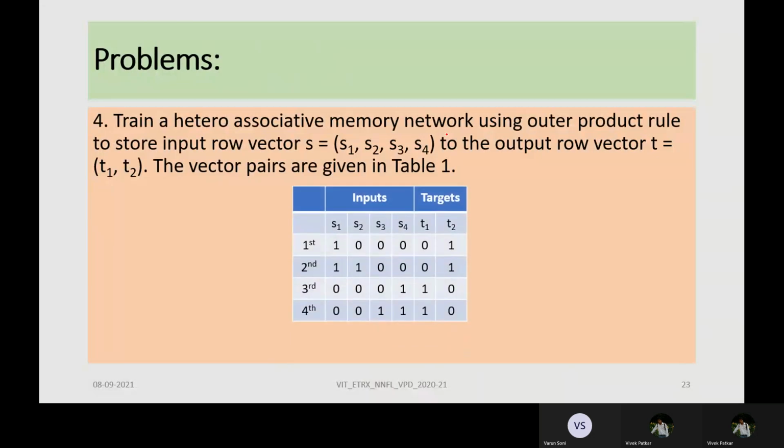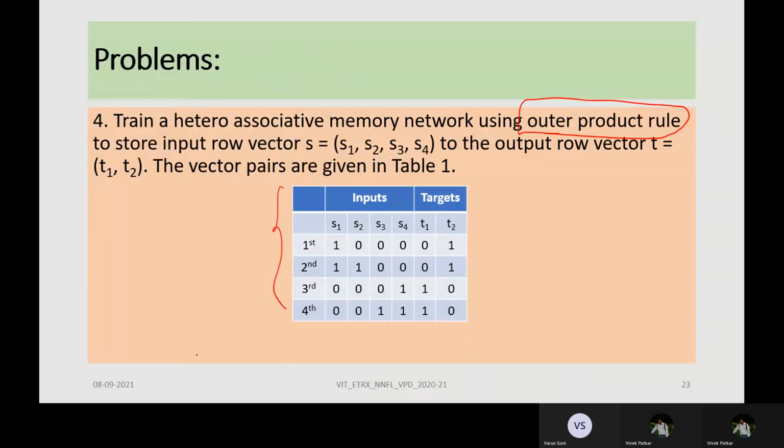Another problem, let us try to solve. We have to store the network. Here you see, the outer product rule is given. So now our life will be a bit simpler, because we don't have to use that formula repeatedly like Hebb's rule. Same format, the question is. The data is different.